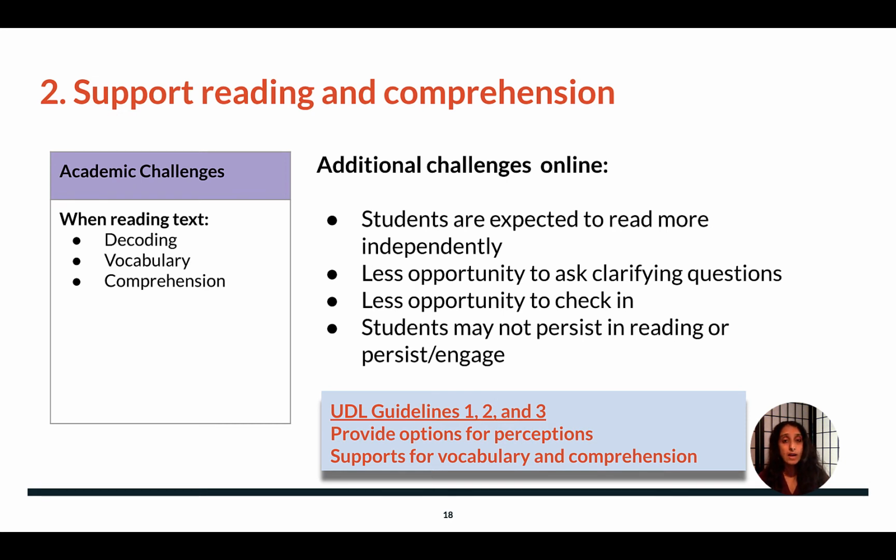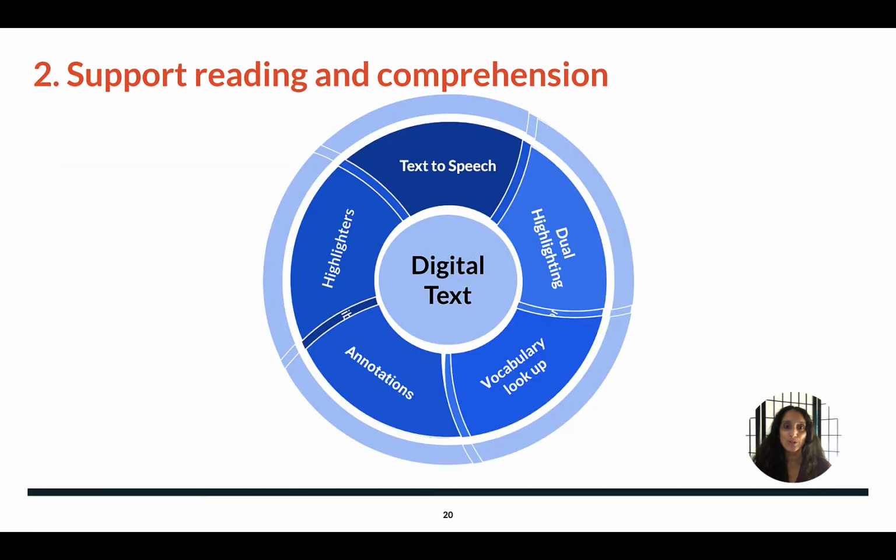In the online environment, students are expected to read on their own, and so teachers may not know what's going on. And what will happen with students who get frustrated with reading or have trouble with reading is that they may not persist in the reading task that they're supposed to do independently. One of the most powerful digital tools we can use for reading and comprehension is digital text. Digital text is all around us as we're reading on our digital devices.